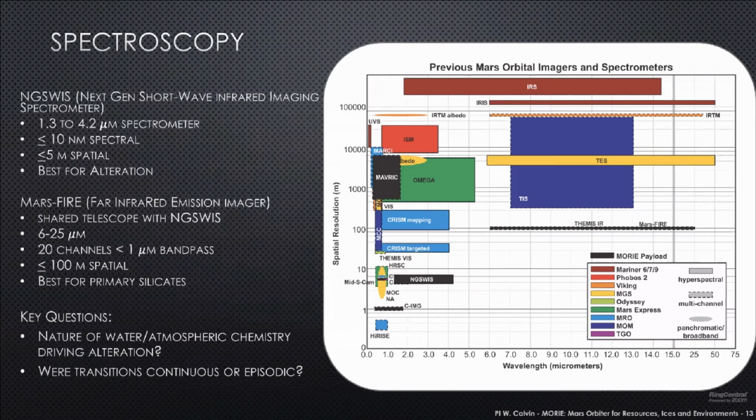We want to be able to look at solid solution series, as well as do a good job of discriminating different types of alteration minerals that may have similar spectral signatures. And in order to understand if the transitions were resolution of sedimentary sequences, evaporative sequences, and to unravel that history, we need higher resolution and better spectral fidelity.